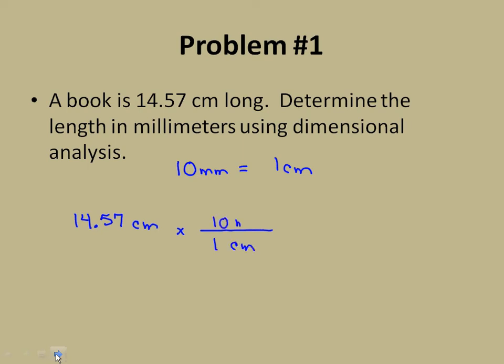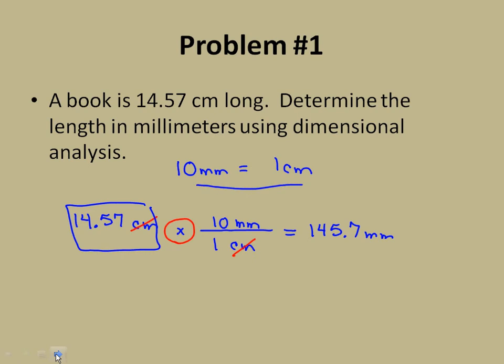Things to notice. This is a multiplication sign. My centimeters are opposite each other, or kitty corner from each other. Mathematically, easy. It's 145.7 millimeters. We only consider the sig figs here. Any of these conversions, we're going to consider exact numbers. We don't have to count them for sig figs. Let's look at another problem.